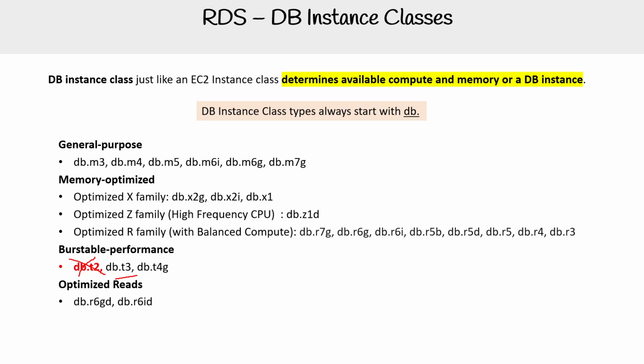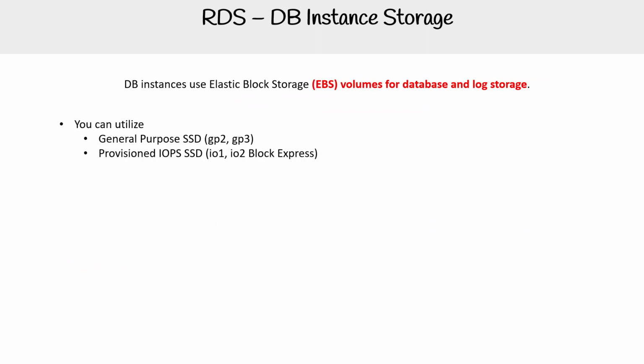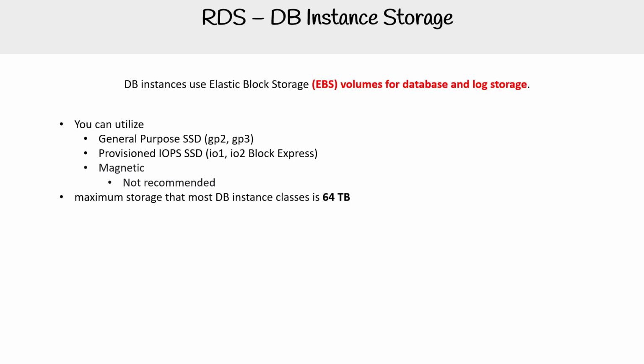Let's take a look at instance storage for databases. So DB instances use EBS volumes for database and log storage. You can utilize general purpose SSDs, provisioned IOPS SSDs, or magnetic, which is not recommended, but it's something you can do in certain cases. Most DB instance classes have a maximum storage of up to 64 terabytes, which makes sense because it's the same thing for EBS, and it's based off the block size, which is something like 16 kilobits or 64 kilobits, I forget. This will greatly vary based on the engine type and instance type and size.